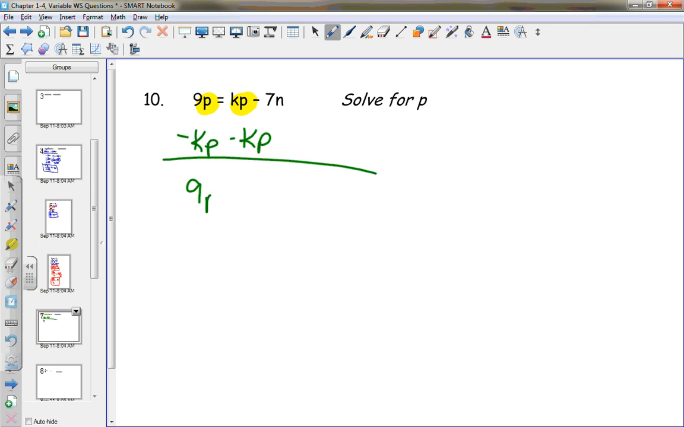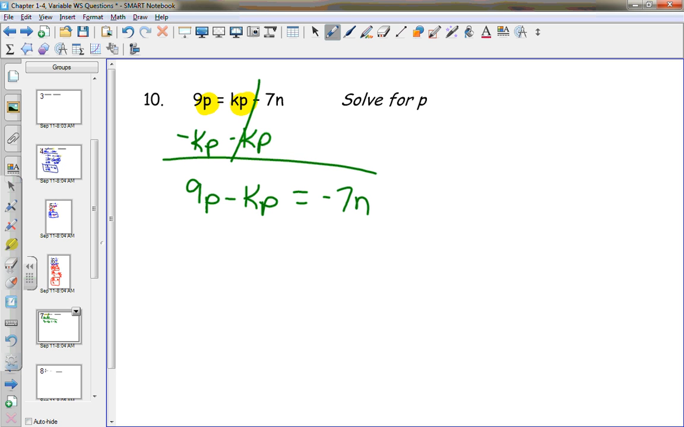So I have 9P minus KP is equal to negative 7N. From the right hand side or the left hand side? When I subtract from the left hand side, I just put them right beside each other. That's all I did. See the 9P I dropped down, minus KP I dropped right beside it.